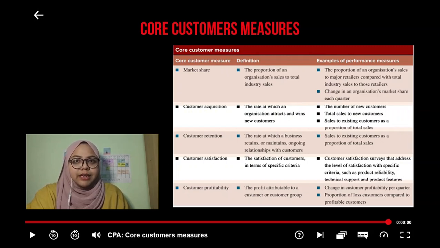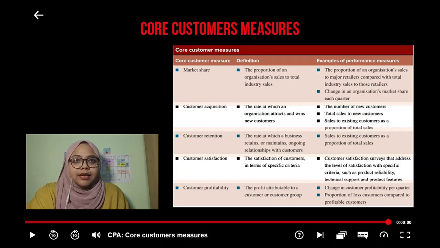Second is customer acquisition. The definition is the rate at which an organization attracts and wins customers. The example is the number of new customers, total sales to new customers, and sales to existing customers as a proportion of total sales. Okay, the third one is customer retention, which is the rate at which a business maintains an ongoing relationship with customers. The example is sales to existing customers as a proportion of total sales.